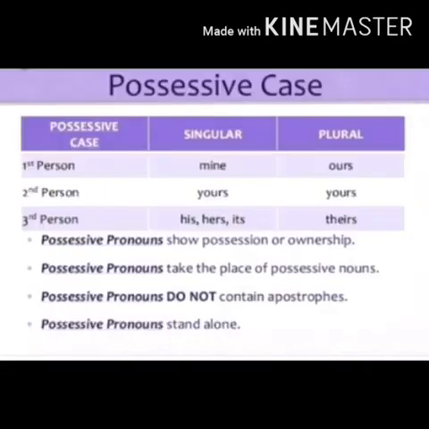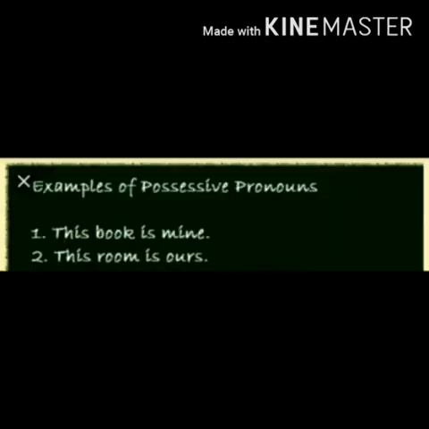Whereas in possessive case, possessive pronouns show possession or ownership and take the place of possessive nouns. Possessive pronouns do not contain apostrophes and they stand alone. Now see the examples of possessive pronouns. This book is mine. This room is ours. Here, mine and ours are possessive pronouns as they show possession.